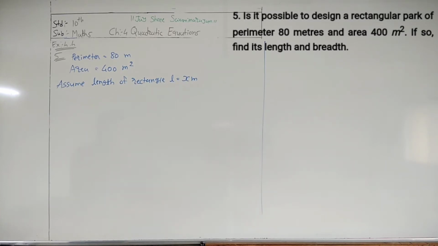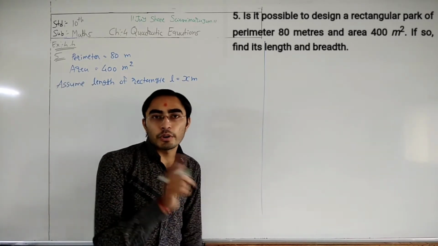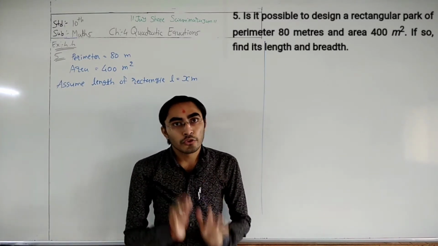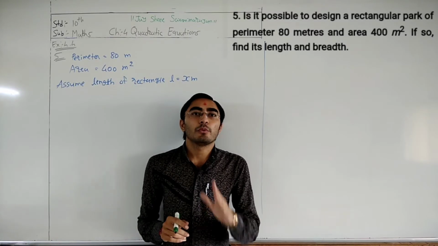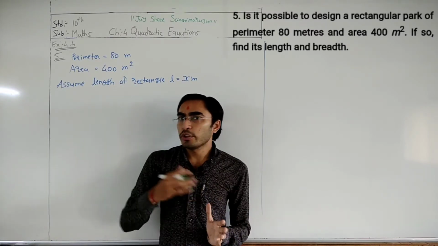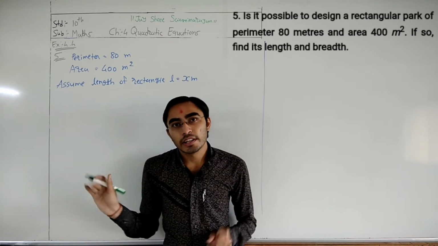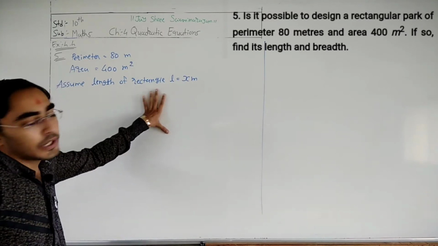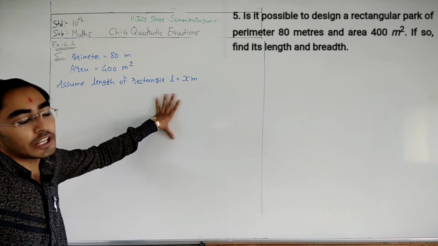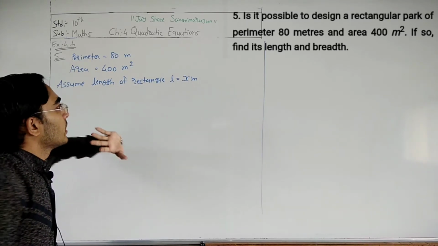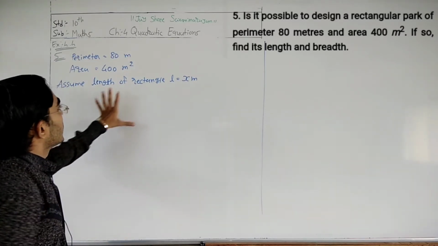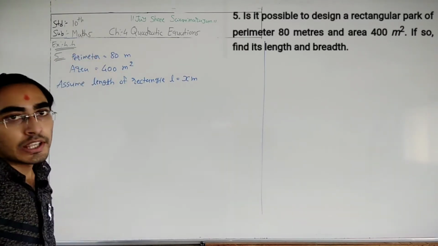After that, here perimeter and area, two things are given to you. This is a quadratic equation, so we need to assume only one variable. Even if you assume a second variable, you will get the quadratic equation in one variable. So here length of rectangle is x, and you can also take breadth of rectangle b is equal to y. But we can find the breadth of the rectangle from the perimeter.